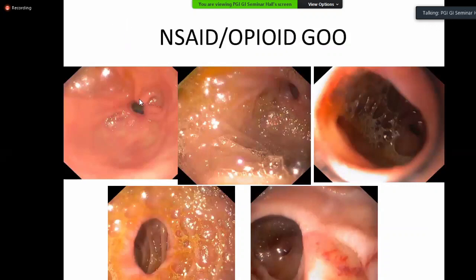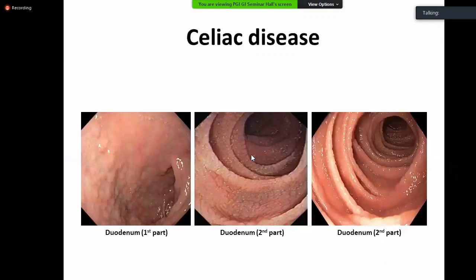Again, making the same point that one narrowing does not mean that this is the last narrowing. You have a narrowing at the pylorus, you went across, this is the duodenal bulb, but at the apex there is another narrowing which was dilated, and you saw another narrowing here. So multiple web-like narrowings in a patient on non-steroidal anti-inflammatory drugs. Don't leave your endoscopic examination at the first narrowing.